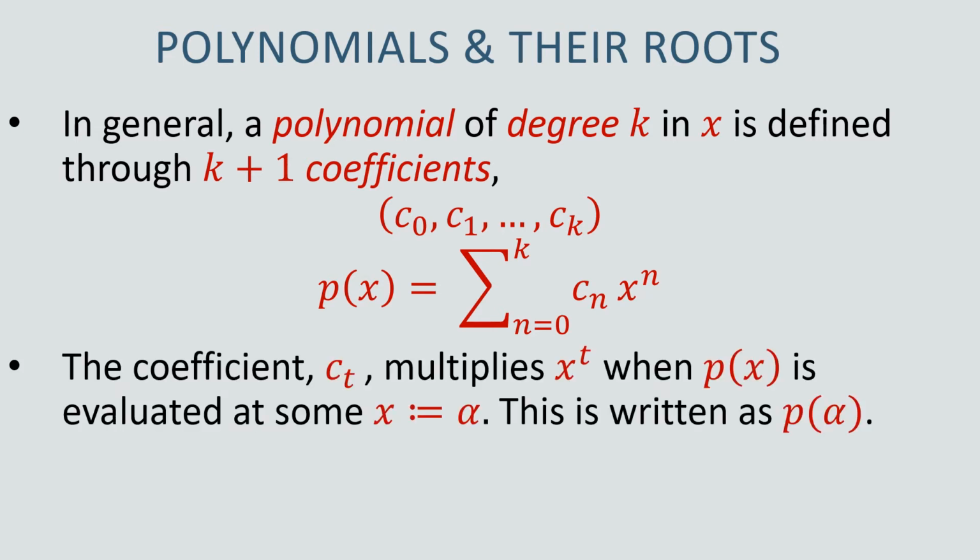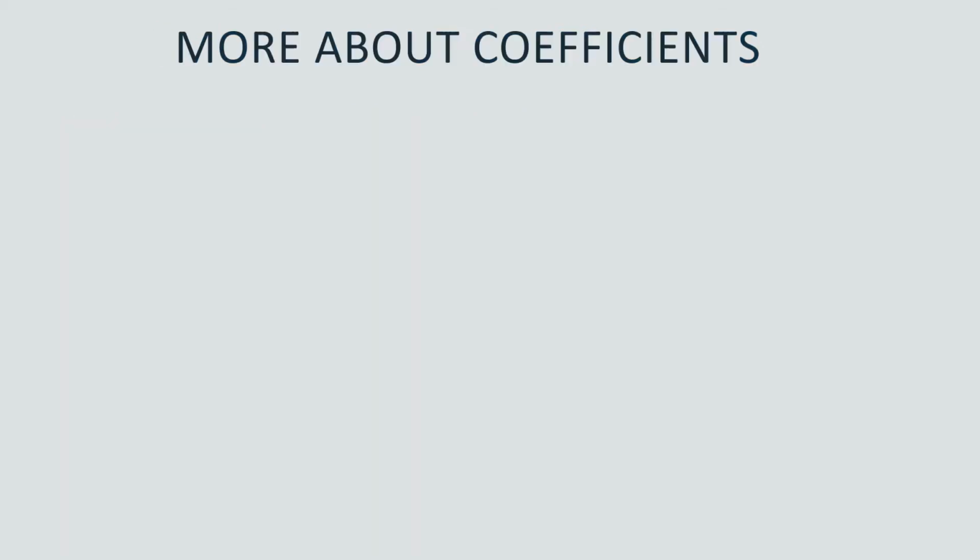And so what this results in is the coefficient c sub t that multiplies x to the power t when we evaluate this polynomial at some point alpha. The way we write that, for the polynomial p of x being evaluated at alpha, is p of alpha.